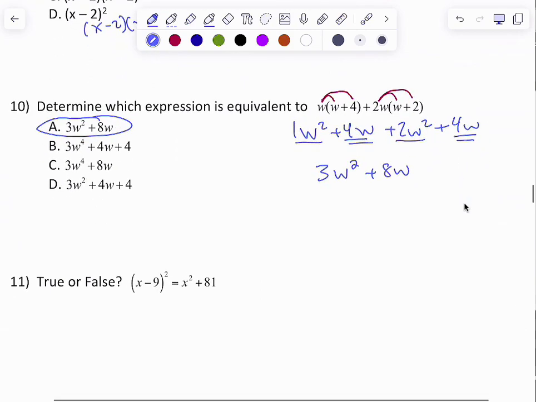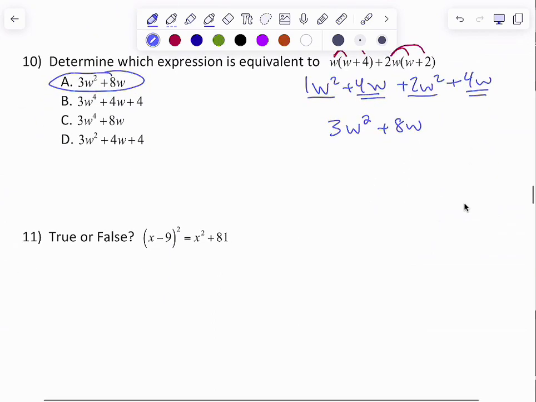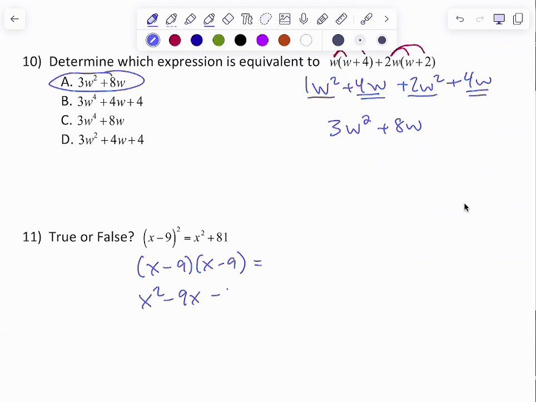All right, try 11 on your own. It's only a true or false question. You can just write true or false. If you think it's false, you can say what you think it should be equal to. This is about the 5th or 6th binomial square that we've done.